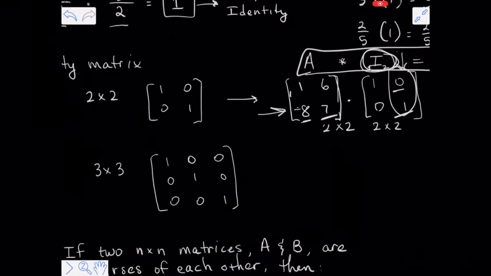Now, there's a 3 by 3 identity matrix, there's a 4 by 4, there's a 5 by 5. Any square matrix, any size square matrix can have an identity. And really all it is is 1s along the main diagonal and 0s everywhere else.